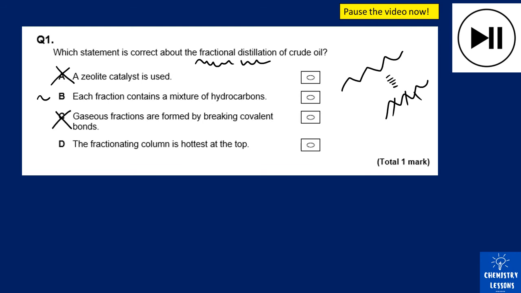The fractionating column is the hottest at the top. No, it's not. It's the lowest temperature at the top, the highest temperature at the bottom. Lowest temperature at the top with the shorter chains, higher temperature at the bottom with the longer chains. So that's incorrect. So the correct answer here is B.